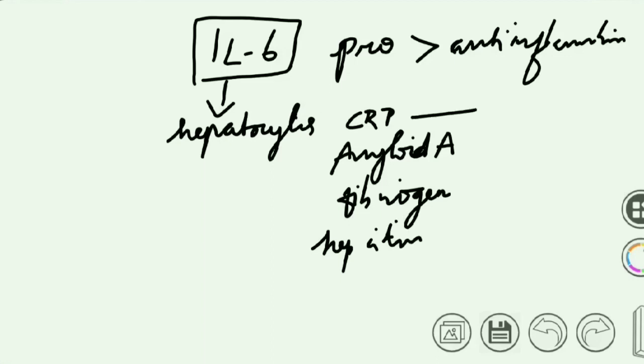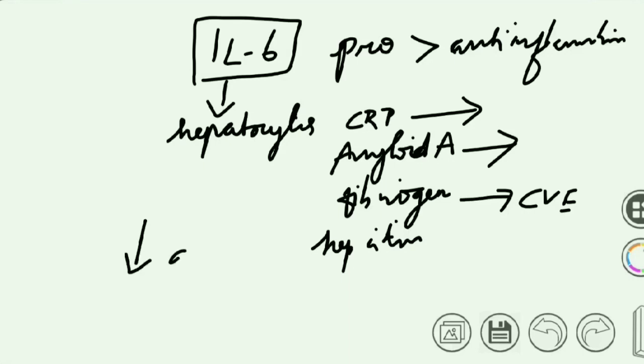CRP, as you know, is elevated in all inflammation. Amyloid A, in chronic conditions, leads to amyloidosis. Fibrinogen, there is an increased risk of cardiovascular events. And hepcidin for iron storage. IL6 also decreases the production of albumin. Albumin is required to maintain the oncotic pressure. Decreased plasma oncotic pressure leads to what is known as edema.